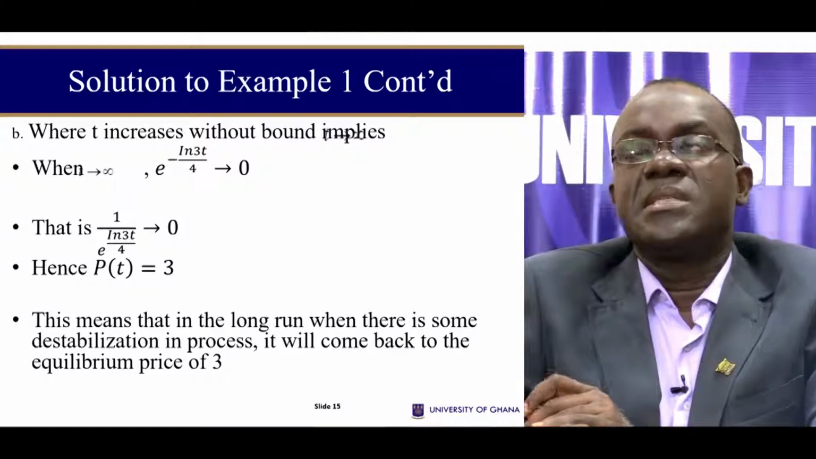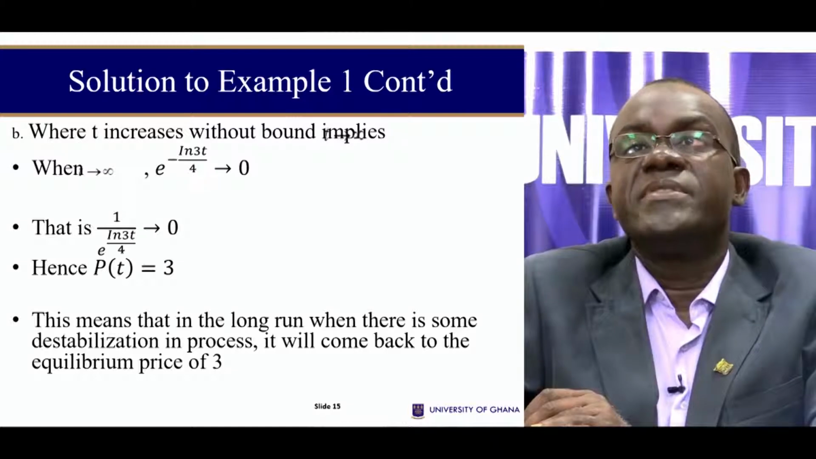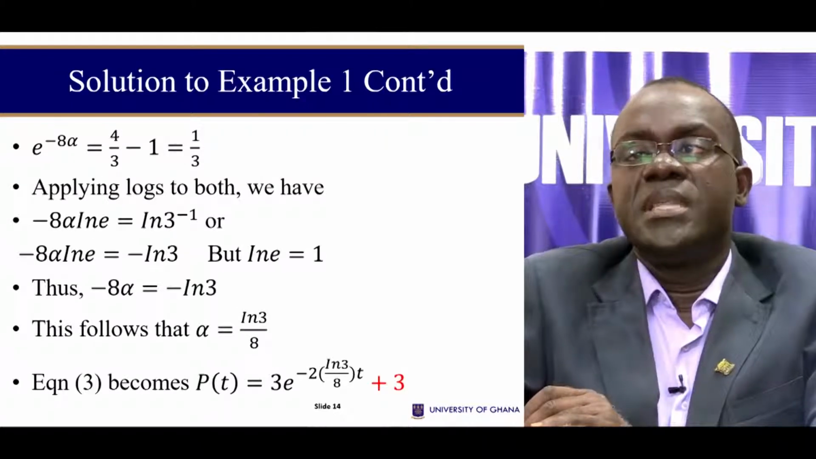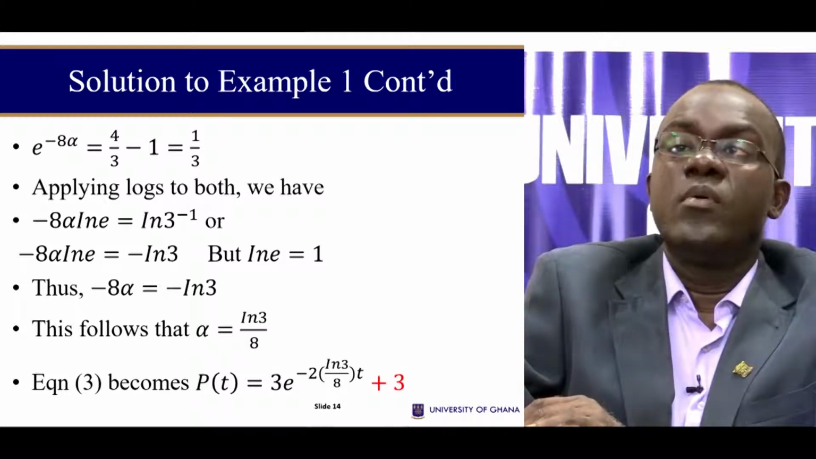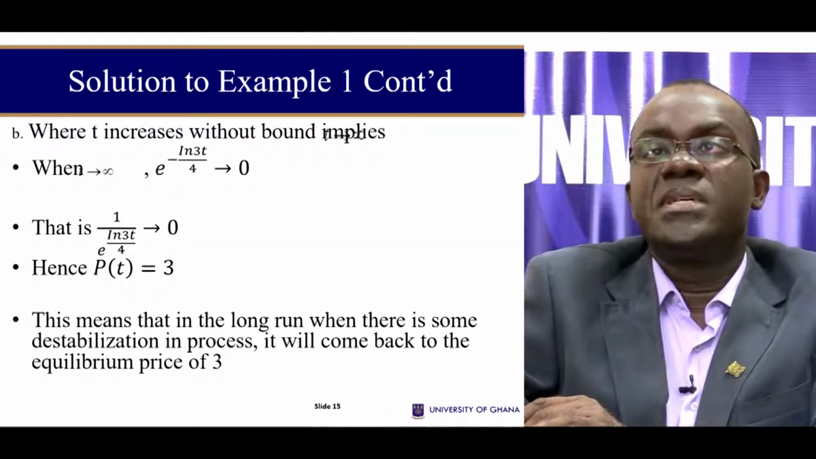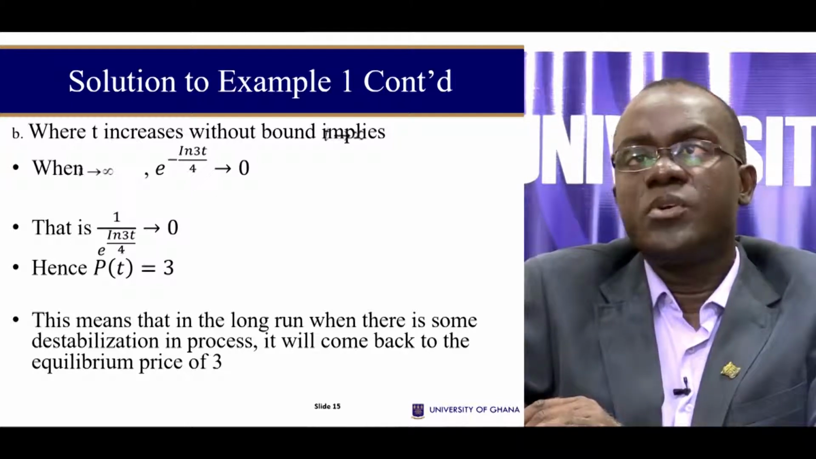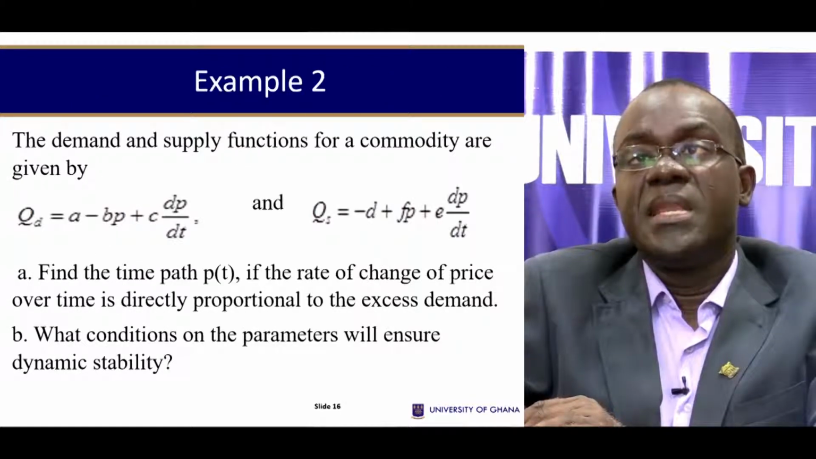And the next point is, is there going to be dynamic stability? That is, if t tends to infinity, will this additive turn to 0? If this additive turns to 0, then it means our price will turn to our equilibrium price 3 over here. We see that as t tends to infinity, we will have this one here, which, when we put infinity here, gives us our 3, and therefore it means there is dynamic stability in our equation.